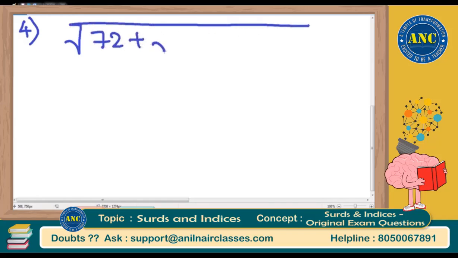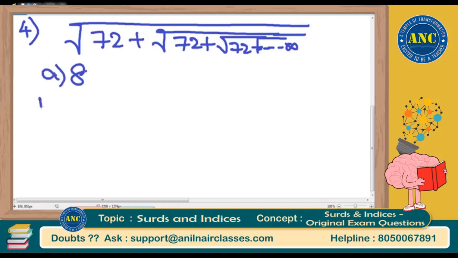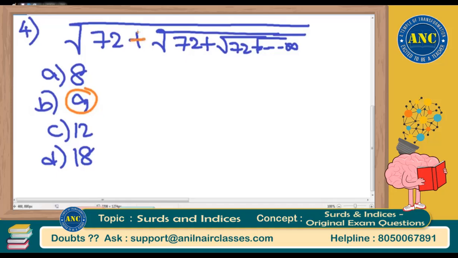Tell me the answer first. Root 72 plus root 72 plus root 72 till infinite terms. Options are 8, 9, 12, 18. Very easily you can solve it. If I take 9, root 72 plus 9 is root 81. Root 81 is 9 only. Answer over. Answer is 9.